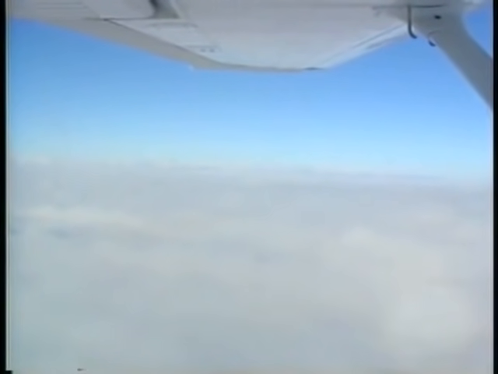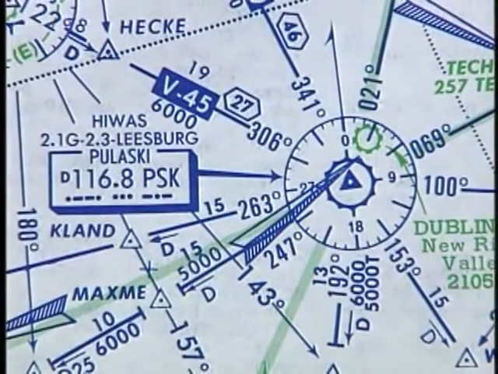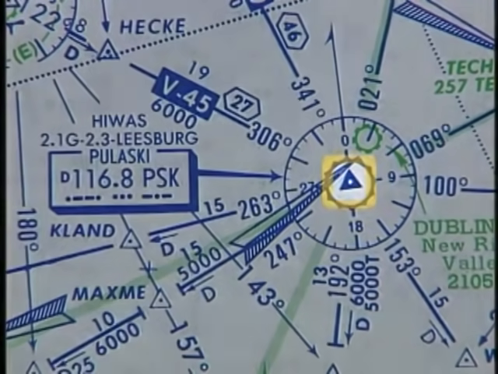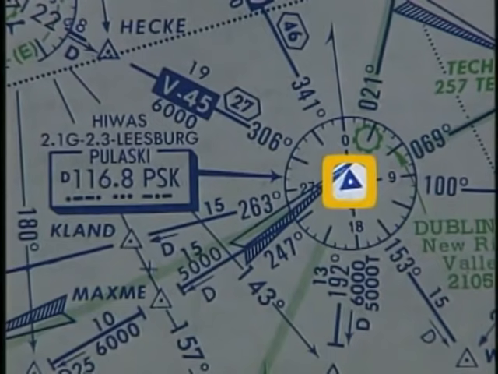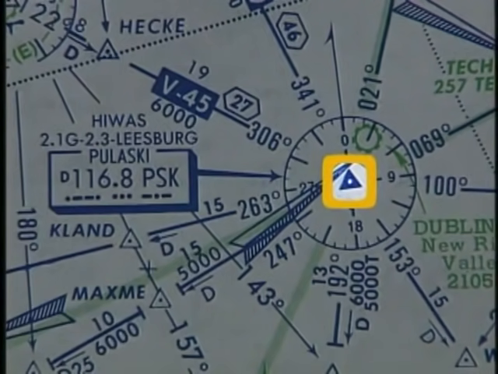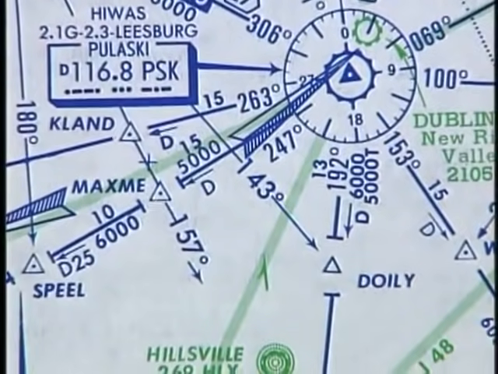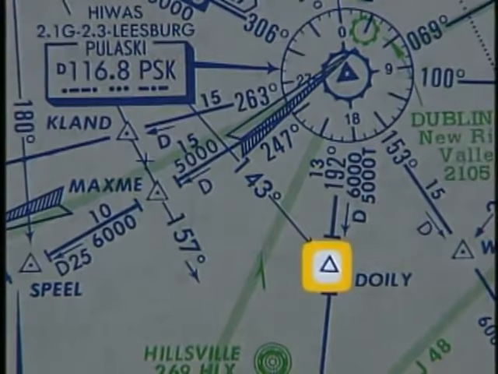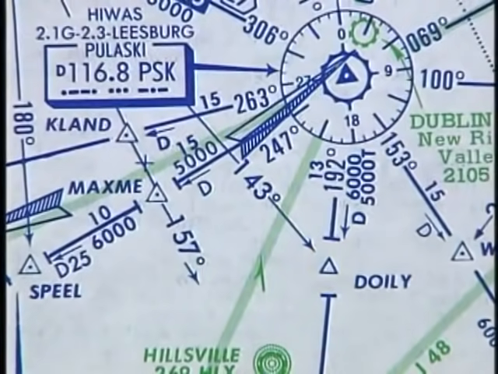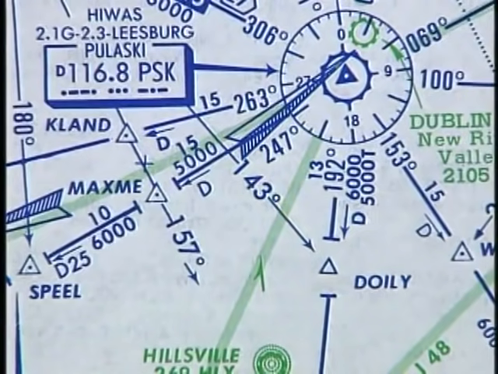In order for ATC to follow your progress and keep you separated from other traffic in a non-radar environment, regulations require that you supply position reports. On an en route chart, a compulsory reporting point is indicated by a solid triangle like the one at Pulaski VOR. A report at a non-compulsory fix, such as Doyley intersection, is only required when it is requested by ATC.